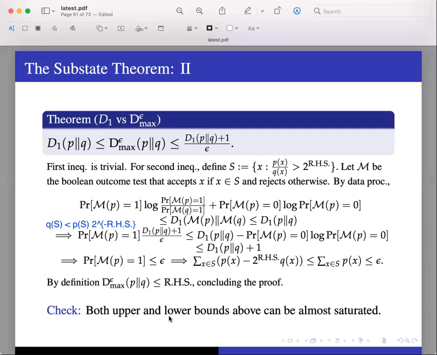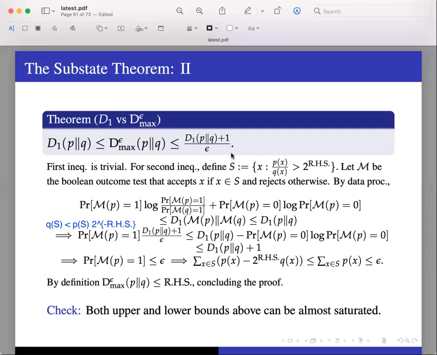Okay. So again, go home and check that both the upper and lower bounds above can be almost saturated. In other words, you can cook up probability distributions P and Q such that D epsilon max looks like D_1, and you can cook up some other probability distributions P and Q where D epsilon max looks like the right-hand side, D_1 by epsilon. So in that sense, this inequality cannot be improved. I highly recommend that you do this exercise so that you get a feel of probability distributions and one-shot quantities and you see which way they are turning.